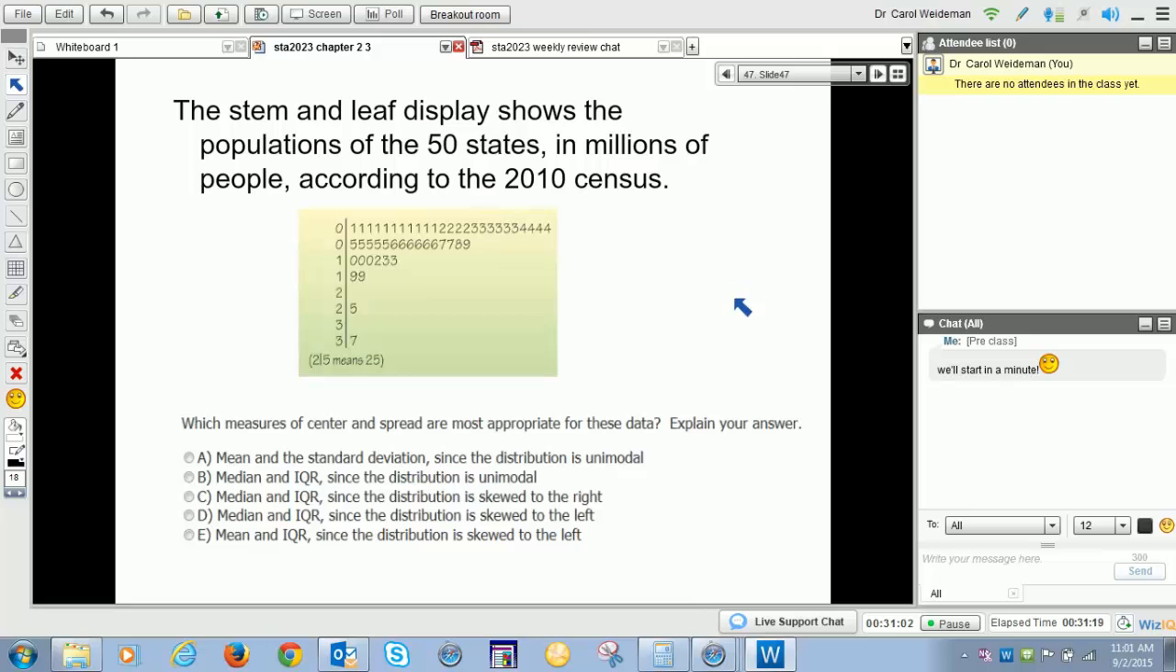Okay, this one here. The stem and leaf shows the population of the 50 states in millions of people according to the 2010 census. What measures of center and spread are most appropriate for these data? Explain your answer. Okay, so what do we notice here? It's definitely skewed, and skewed to the high side. So we're going to go with the median and the IQR because the data is skewed to the right, skewed to the higher values.